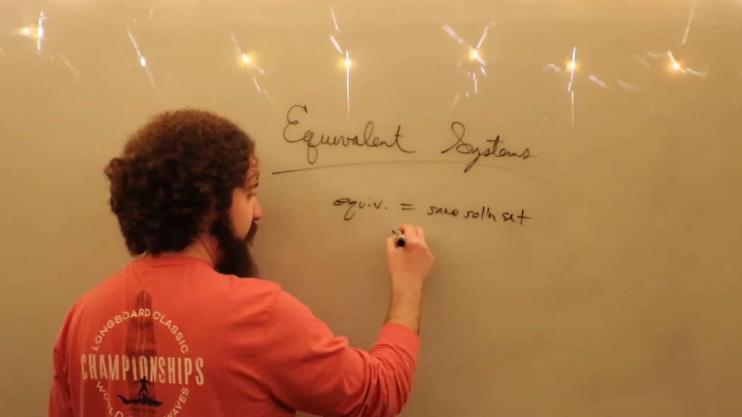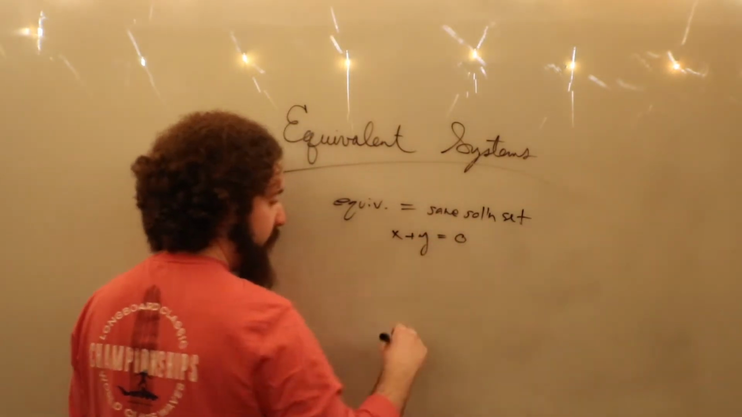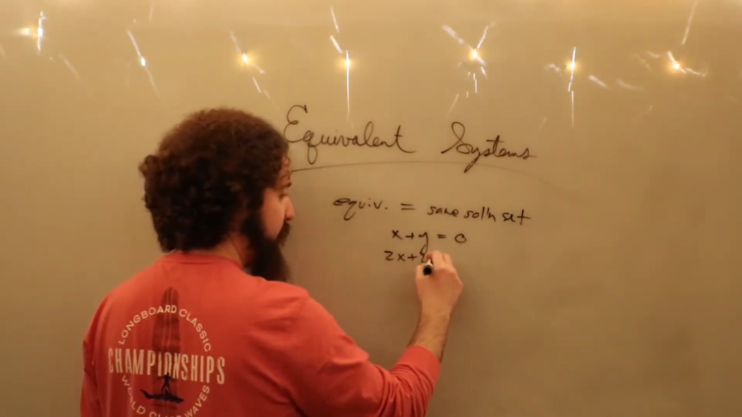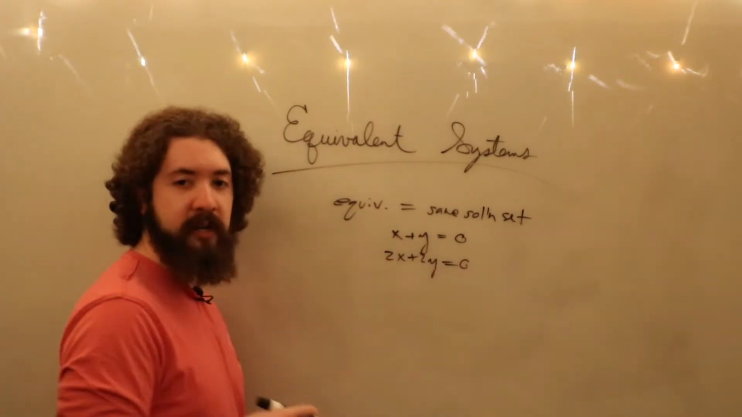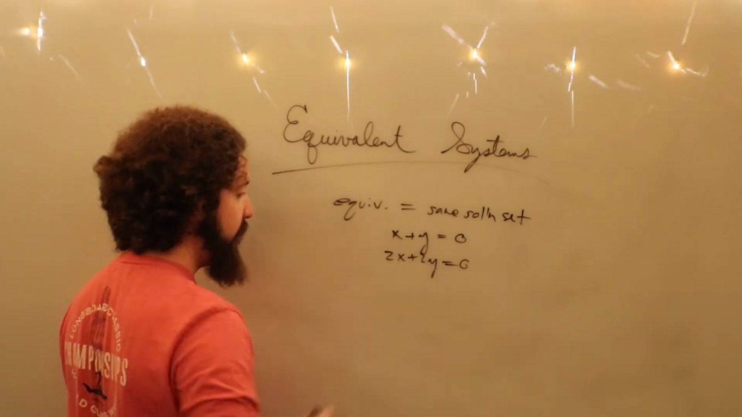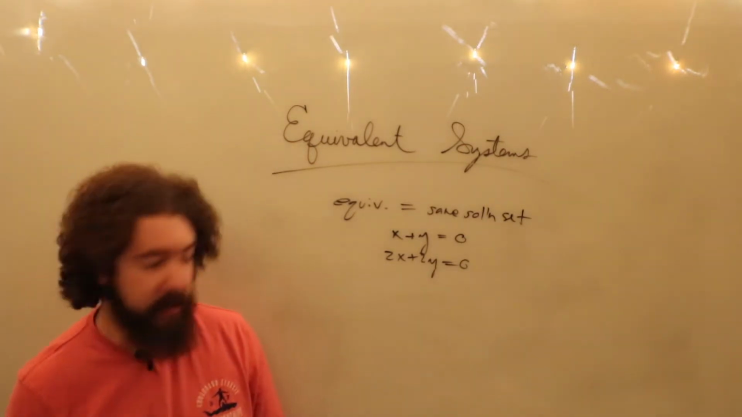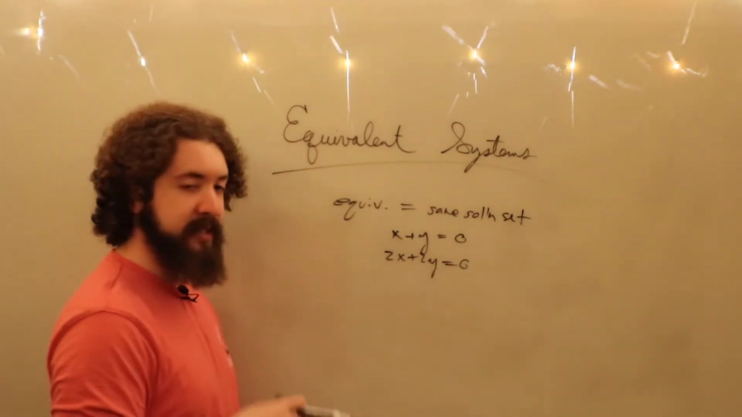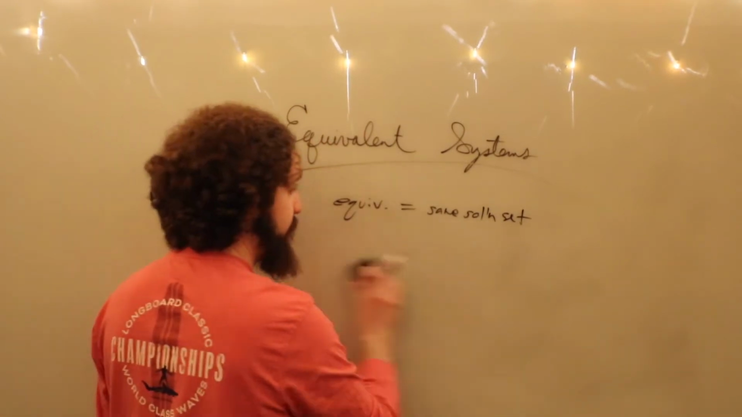for instance, x plus y is equal to 0 and 2x plus 2y equal to 0. These two equations are equivalent because any x, y which solve the one, solve the other as well. So if each of these equations was considered its own system, then these two would be equivalent systems.